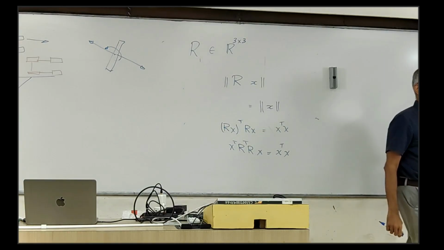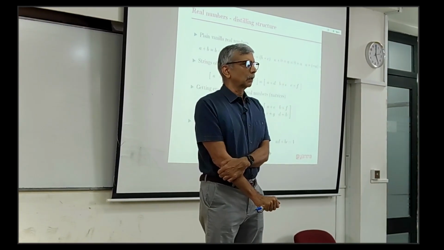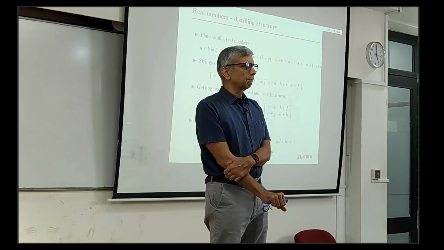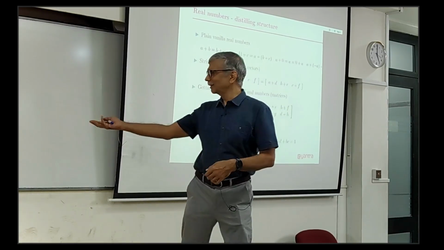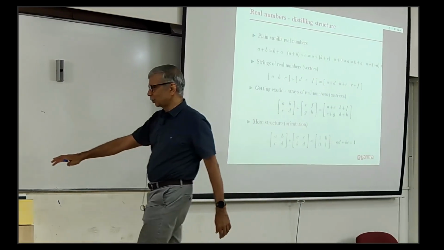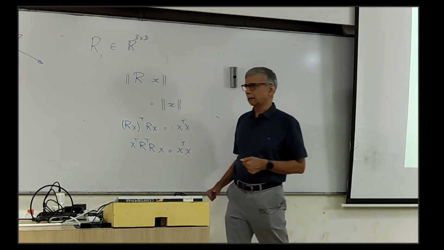That should be true for any R. So what does it say about R transpose R? What does it say about R transpose R? It has to be identity, right? This can be true only if this is identity for all X, right? Right.